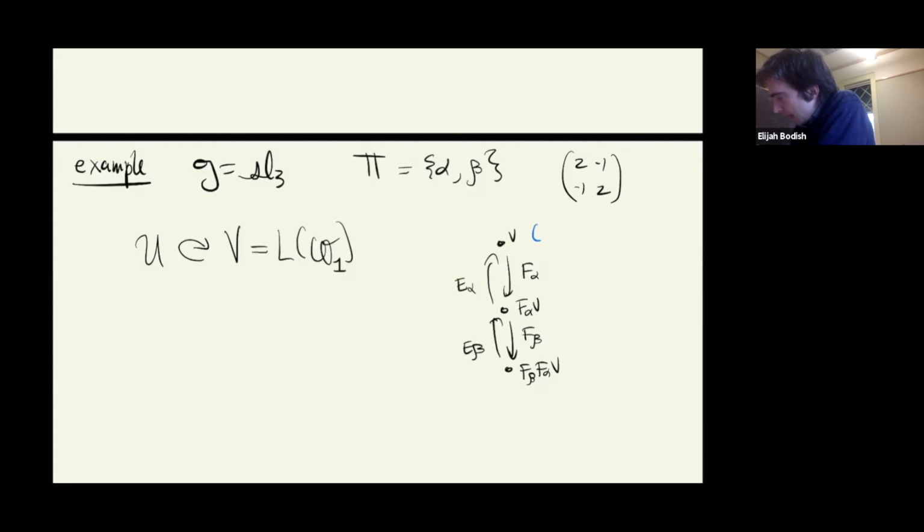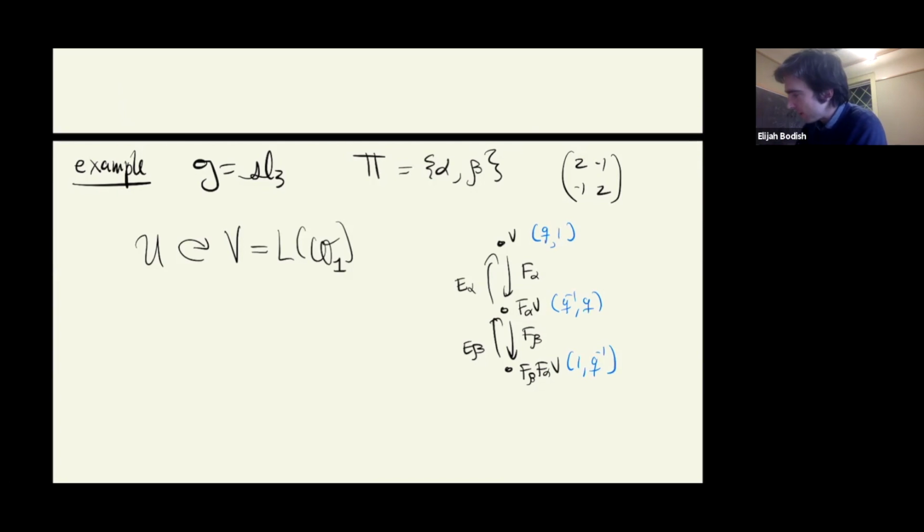And then my K's act, I'll just write a tuple here to indicate the weight. So K_α acts on V as q, and K_β acts on V as 1. And then here K_α acts as q inverse and q, and here K_α acts as 1, and K_β acts as q inverse. So this is the q version of the vector representation for SL3.